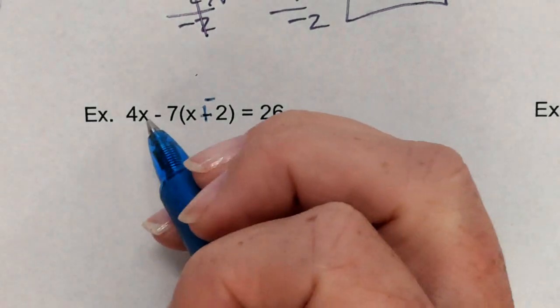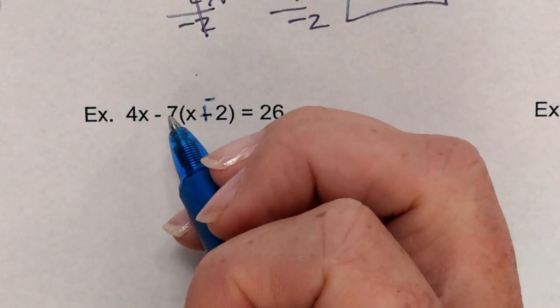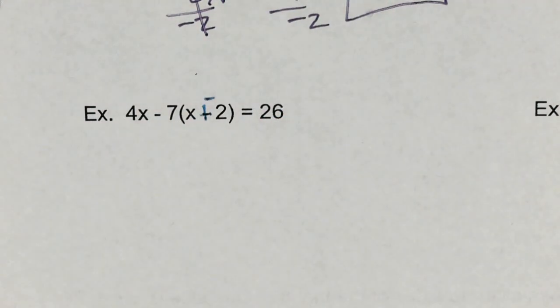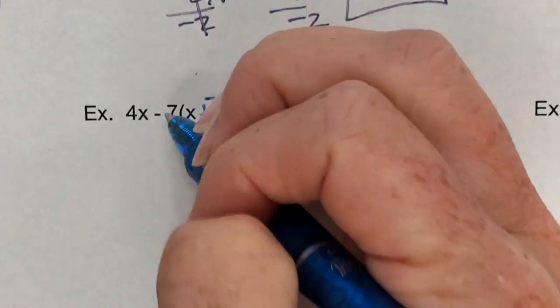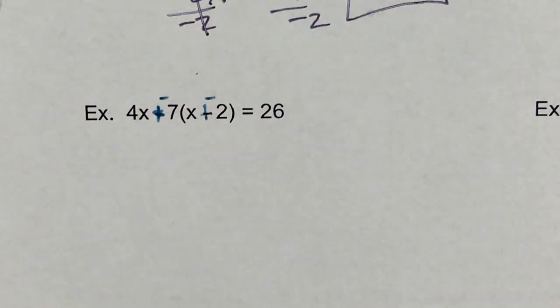What do you think I'm going to ask you to do to this 7? Change it. Why? Because the 7 is carrying a negative value. So when I go distribute that 7, I can't distribute it as a positive value.